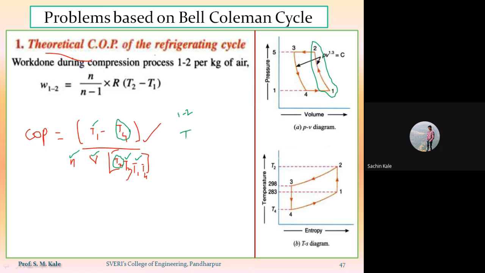What is the formula for polytropic process? T2 by T1 is equal to what is the value?